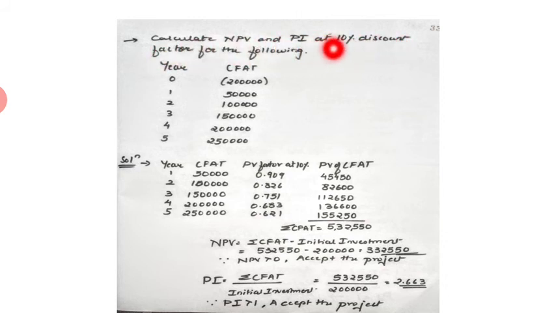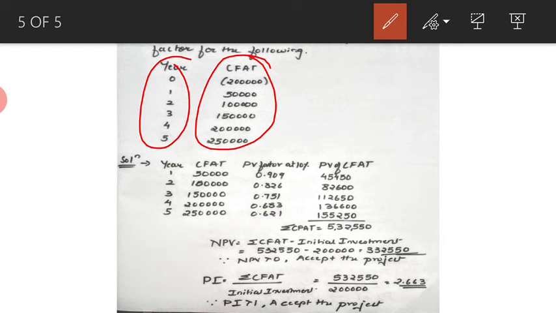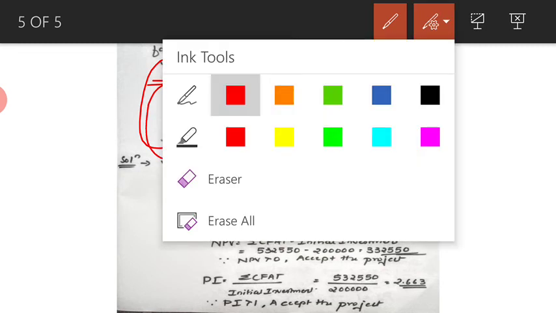In this case, they have clearly mentioned 10% discount factor for the following. So the discount factor is 10%, remember that. Now again, years are given 0, 1, 2, 3, 4, 5, and cash flows after tax are directly given to us. I have already discussed what is zero period. Zero period is initial investment, that is 2 lakh is your initial investment. Then your cash flows after tax are 50,000, 1 lakh, 1 lakh 50,000, 2 lakh and 2 lakh 50,000 respectively for year 1, 2, 3, 4 and 5.